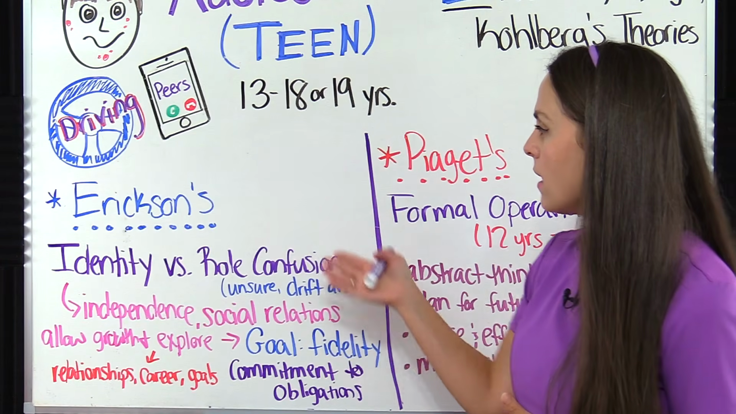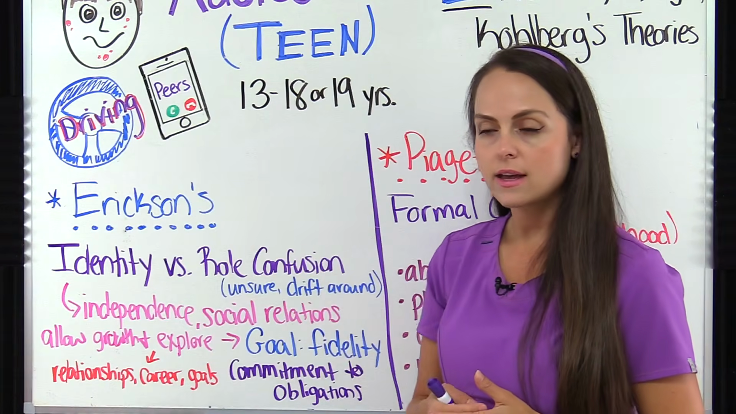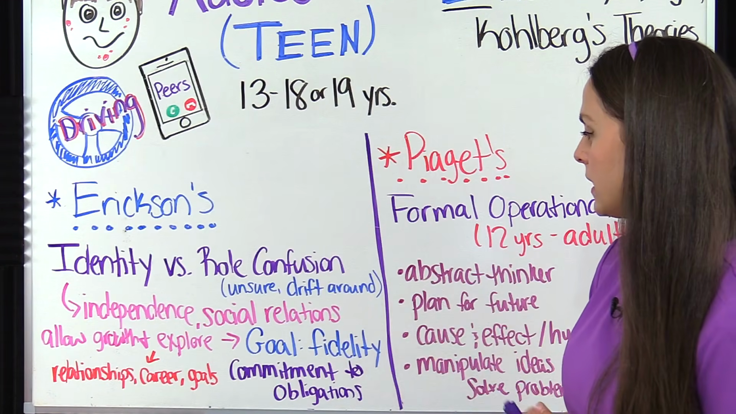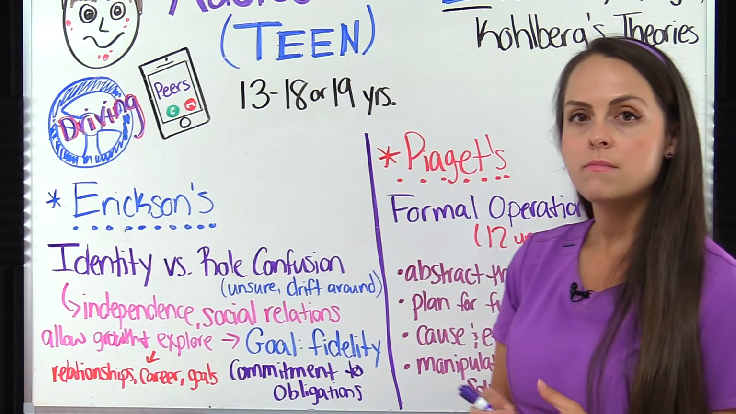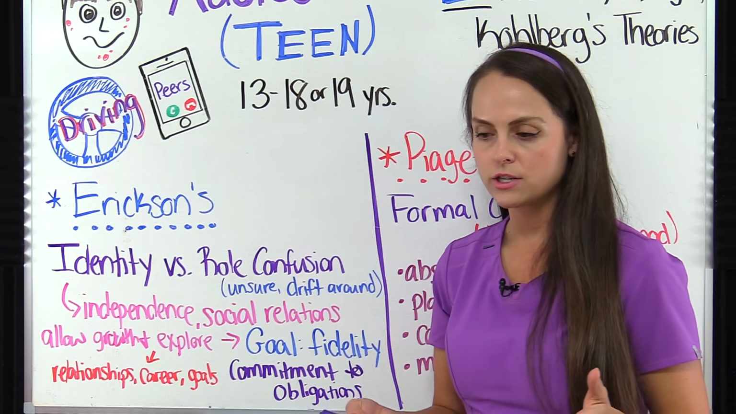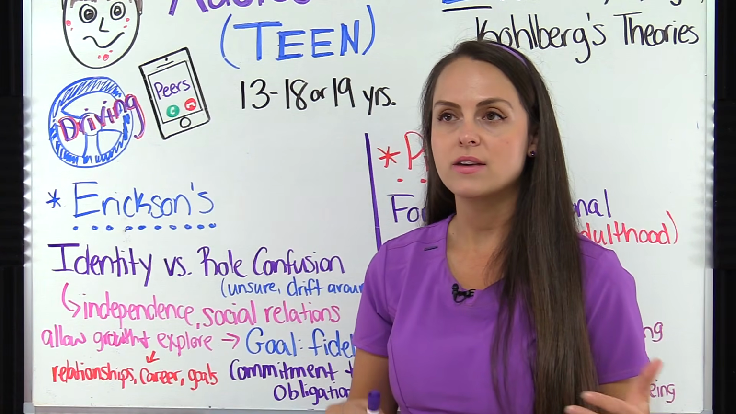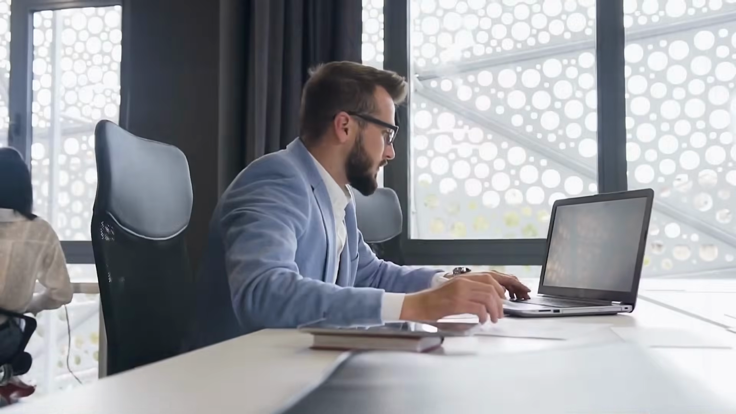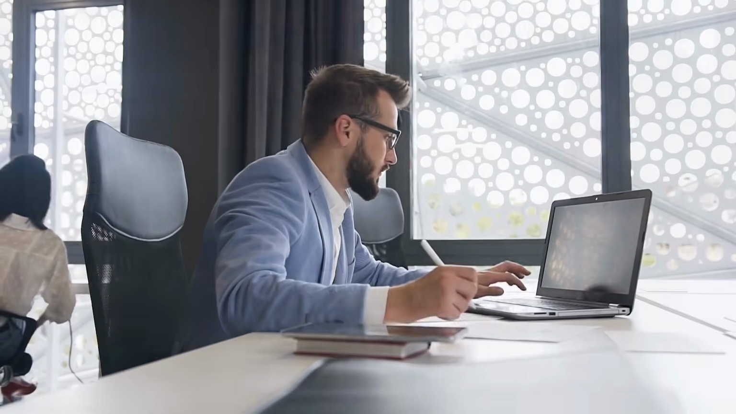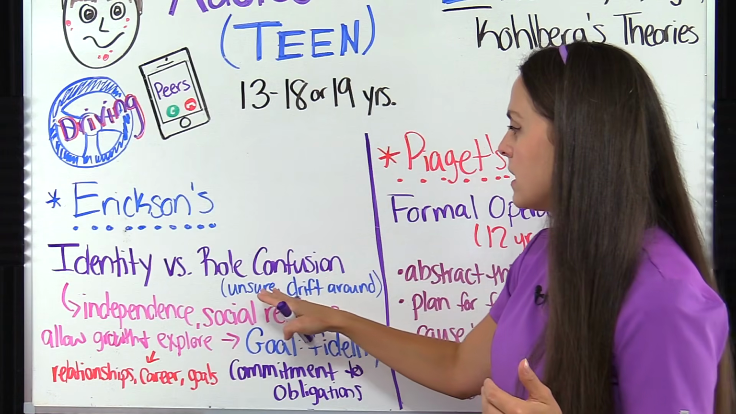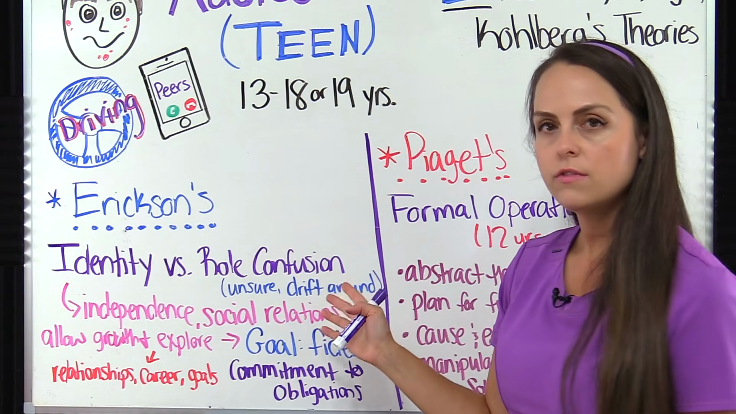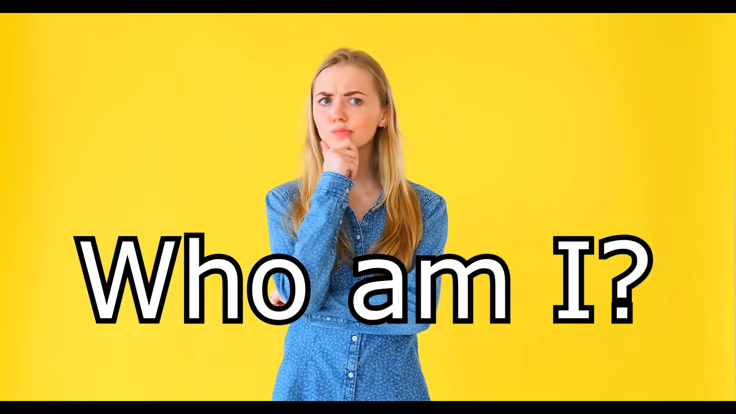So the goal of this stage before we can get to the next is for this person to get fidelity. And this is where they have a commitment or faithfulness to obligations. So if we can get them to form an identity, they will become a stable, productive person who is faithful to their obligations in life or duties. Now, they can enter in with role confusion where they get confused about who am I? What am I supposed to do?